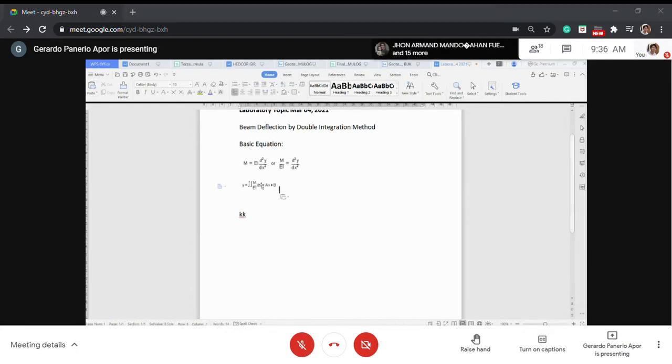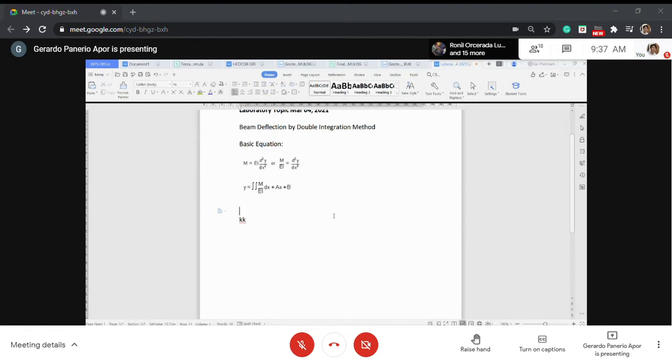Okay, so we have here y. Actually, if we are just trying to integrate both sides of the equation, so integrating the left side of the equation, the second derivative of y with respect to x will be equal to y. While integrating the other side will be the integral of M over EI dx plus Ax plus B. So A and B are constants of integration. So that is the reason why this is called the double integration method.